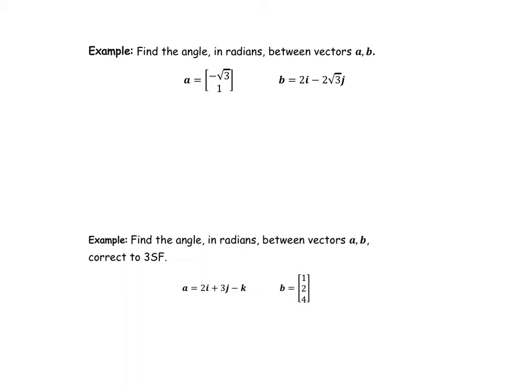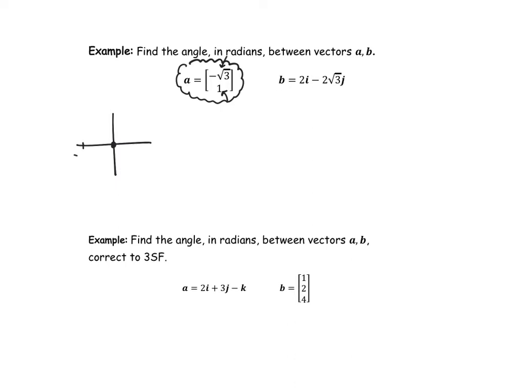Okay, next example says find the angle in radians between vectors A and B. So just imagine that vector A is placed on the Cartesian plane, right? So our xy plane. And imagine that I take this vector, which clearly is moving to the left and then up, and I place the tail of this vector at the origin.